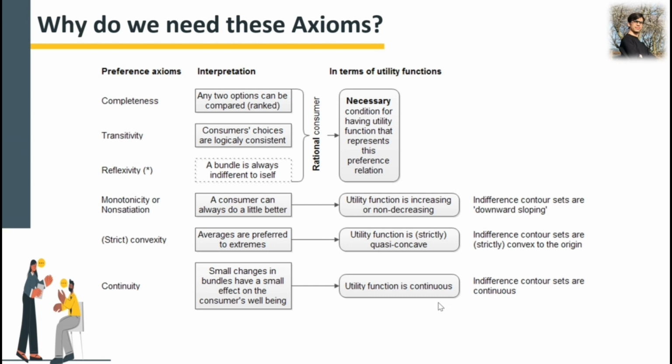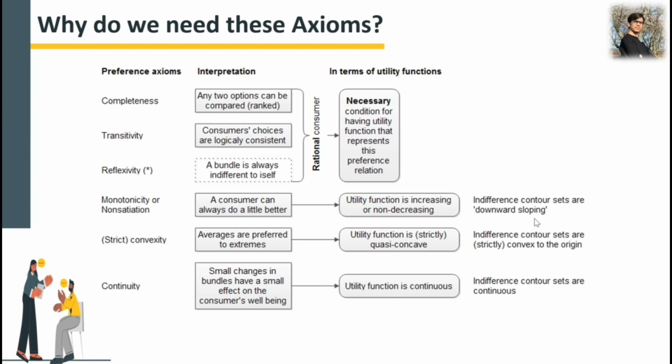Then if we satisfy monotonicity and local nonsatiation, the utility function is increasing or at least non-decreasing. And also the indifference contour sets are downward sloping. Why are indifference contour sets downward sloping? Because when we move along the indifference contour set, if we want to have more of one good, we need to reduce the amount of another good.